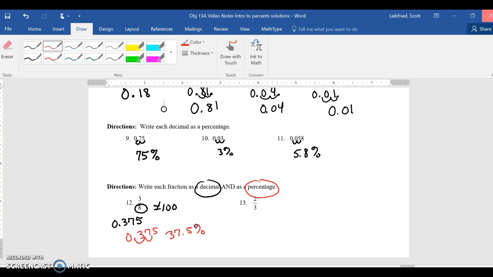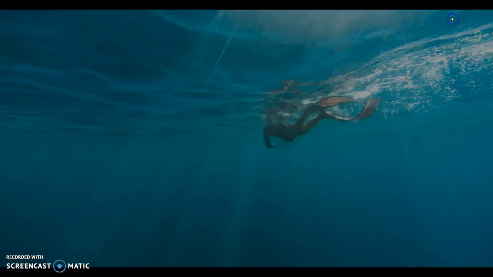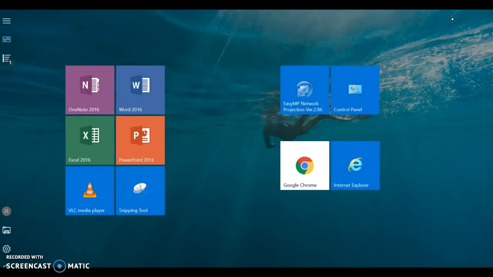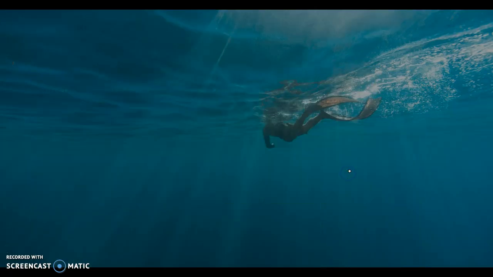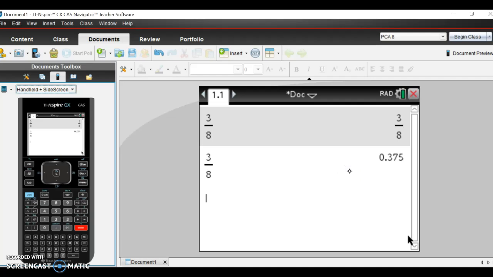2 over 3. So we know that we don't have 100 in the bottom. So we're actually going to divide it on the calculator. So we're going to go back to our calculator, and we're going to type in 2 divided by 3. Oh, nice, I'm using my answer. Sorry, I got to delete that quick.